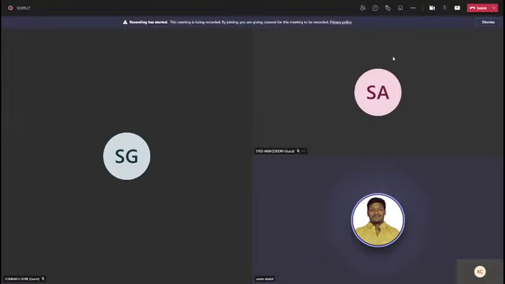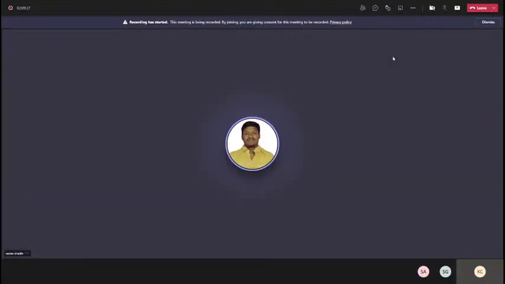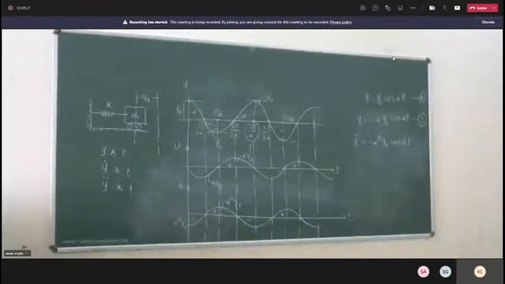Initial displacement zero, and initial velocity v0 also. Plot displacement versus time, velocity versus time, and acceleration versus time.